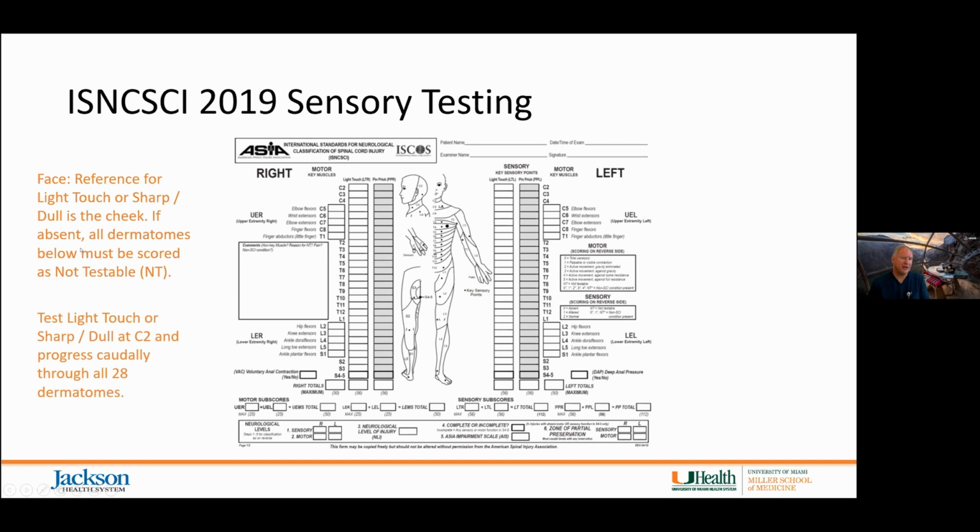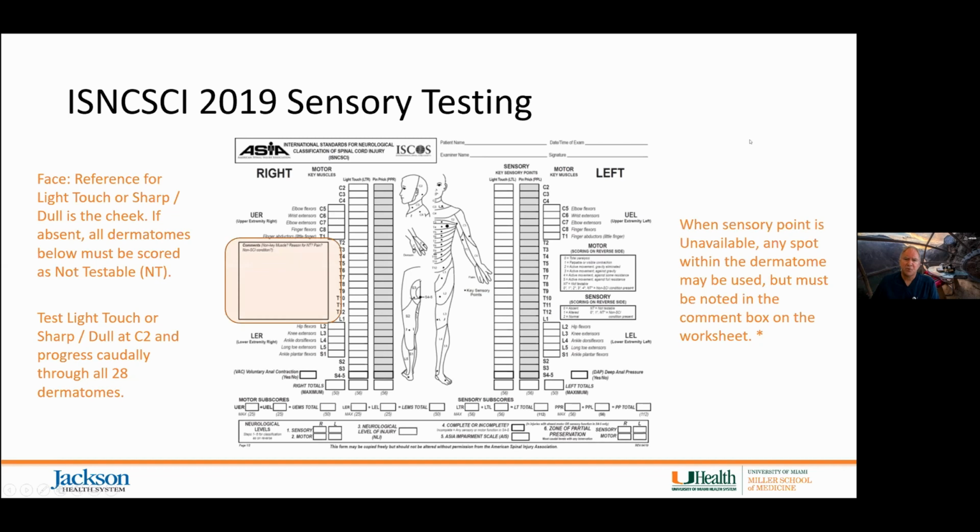We'll talk through how to do the light touching or the sharp-dull discrimination. Remember that we're going to use dermatomes from C2 all the way down to the sacral elements. When a sensory point is unavailable, any spot within that dermatome can still be used, but you have to note that you've used someplace other than the usual spot in the box on the worksheet.